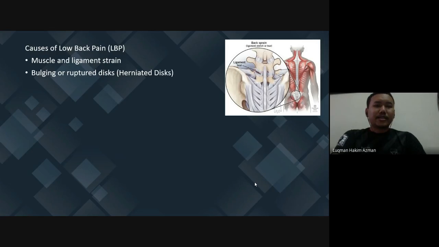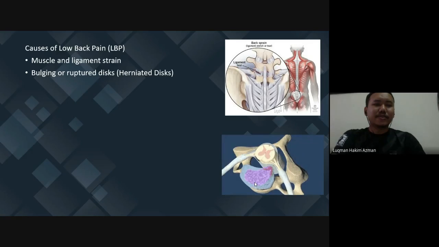The next is the bulging or ruptured disc, also known as herniated disc. There's a jelly-like center in the lumbar disc that can break through the outer layer and irritate nearby nerve roots. The herniated portion of the disc is full of protein that can cause inflammation when it reaches the nerve root.